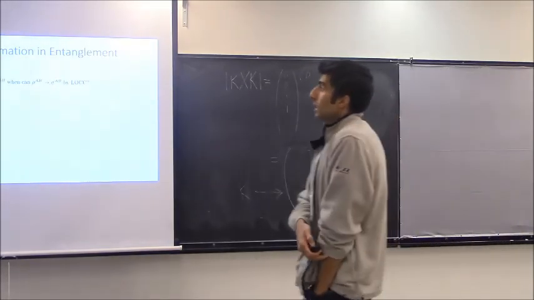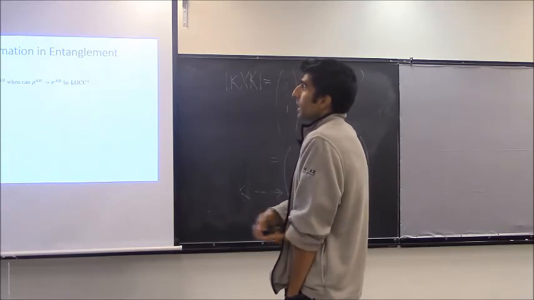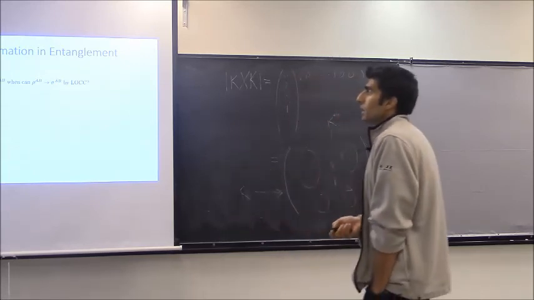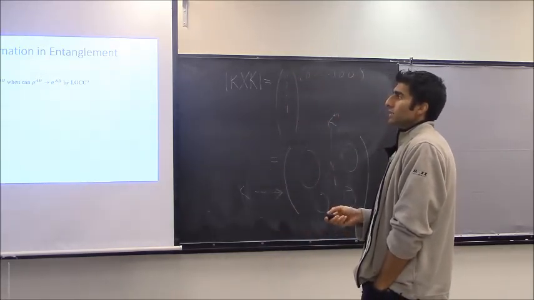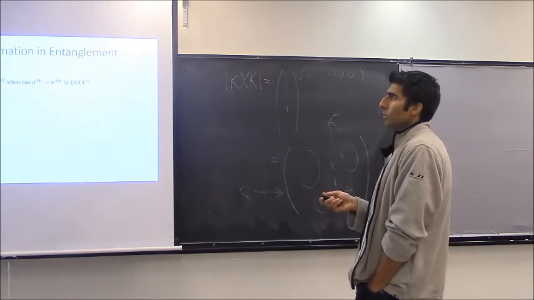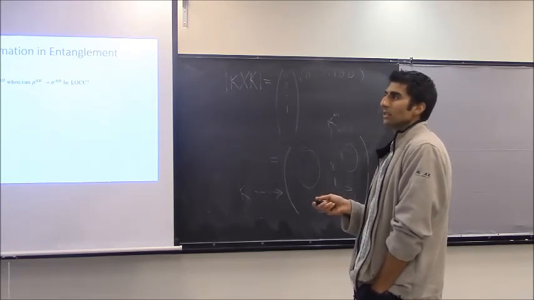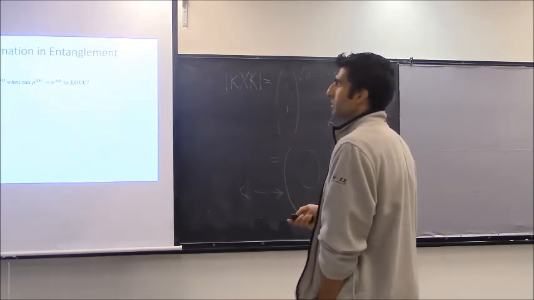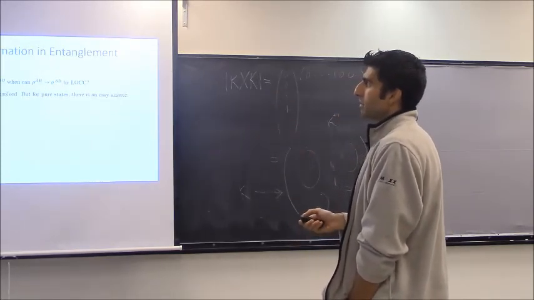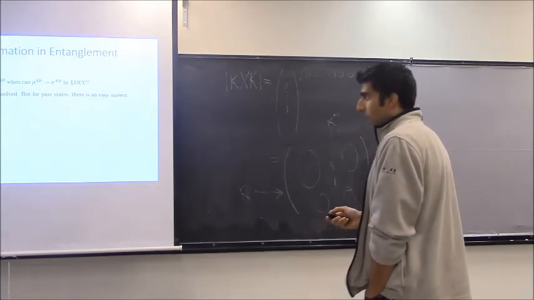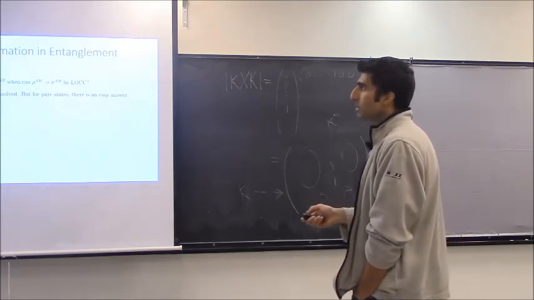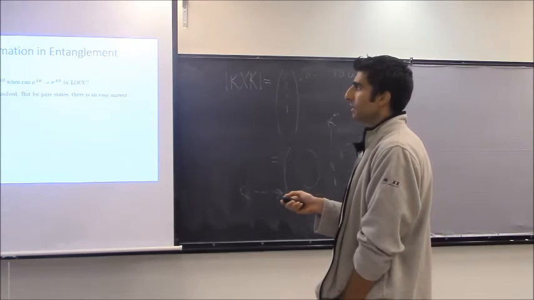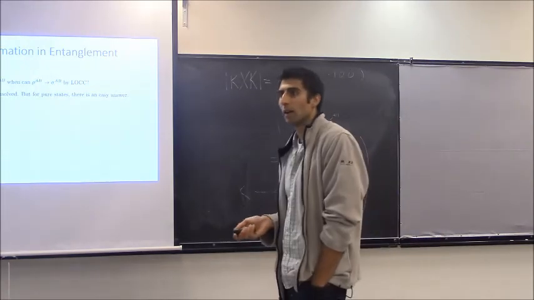So in entanglement transformation, the question is, given two states rho and sigma, when can I convert one to the other by this class of LOCC? This is the Alice and Bob discussion: local operations and classical communication. In general, this problem is unsolved. It's a very difficult problem. However, for pure states, there is an answer. By pure states I mean that the density matrix is just a rank 1 operator.